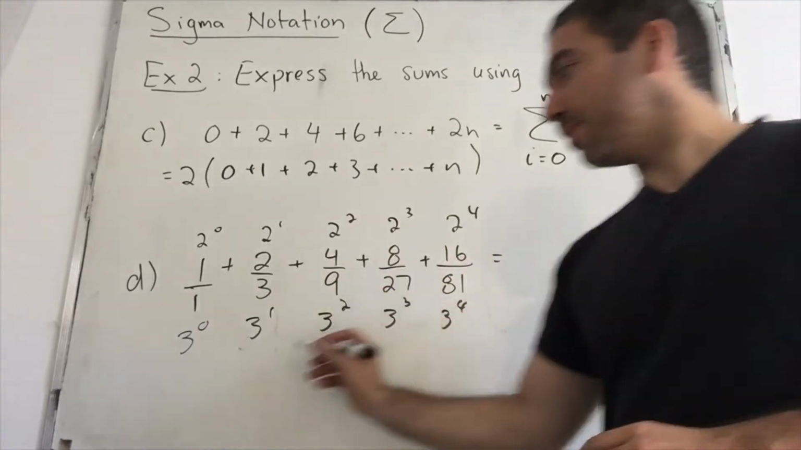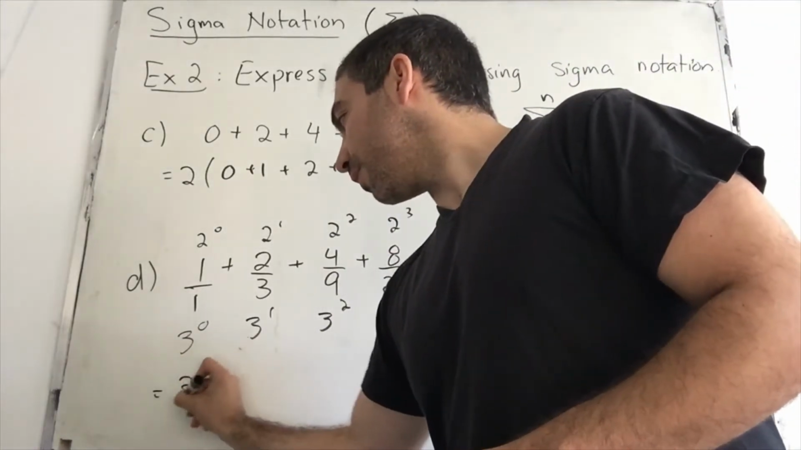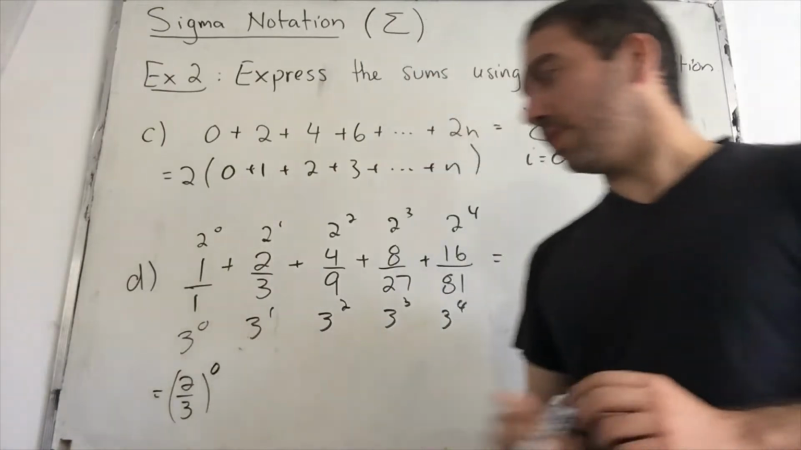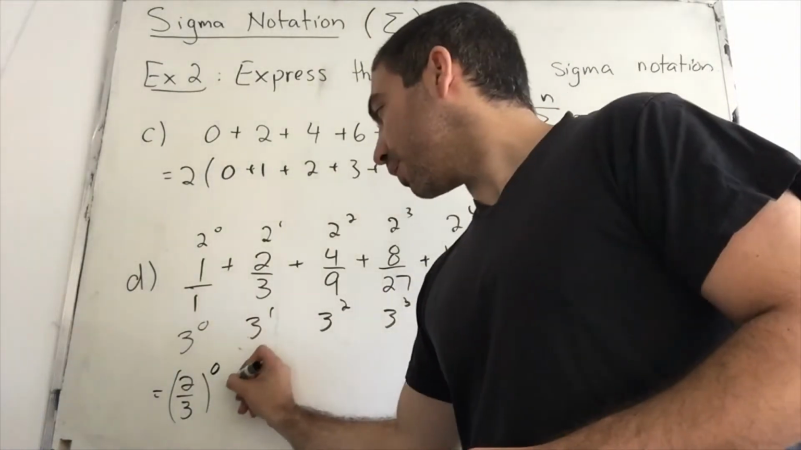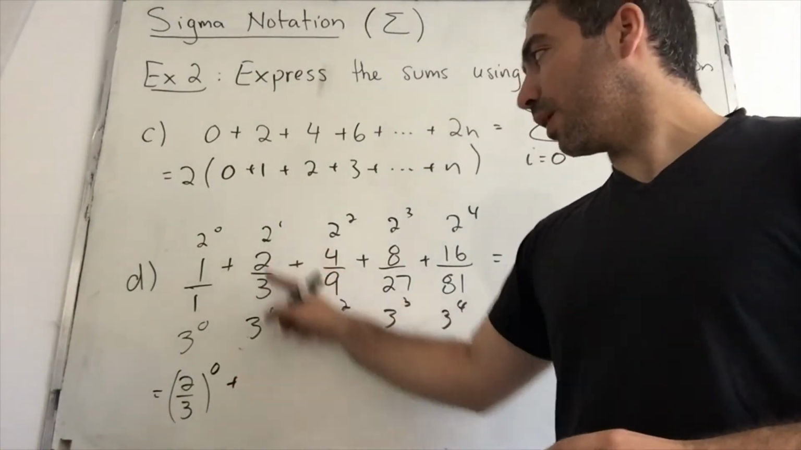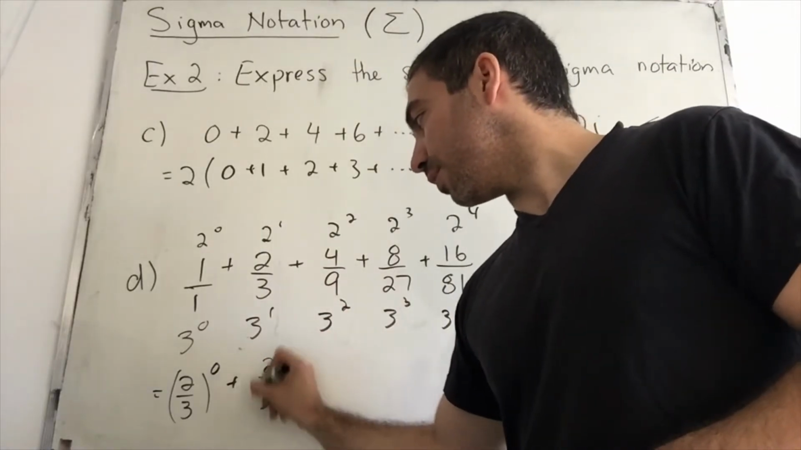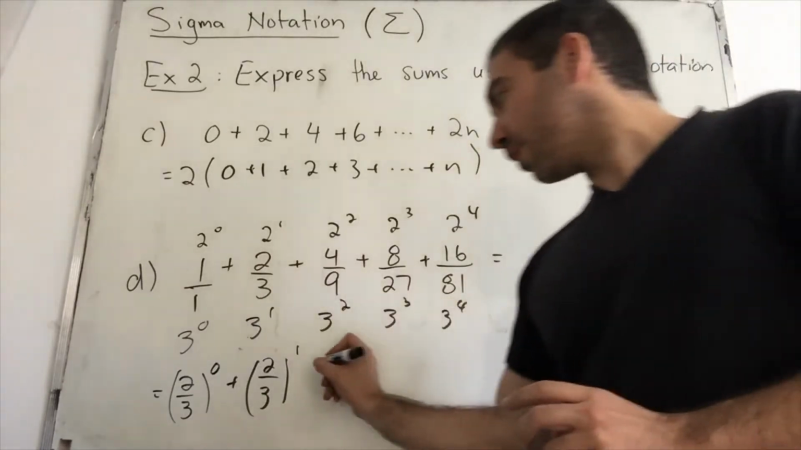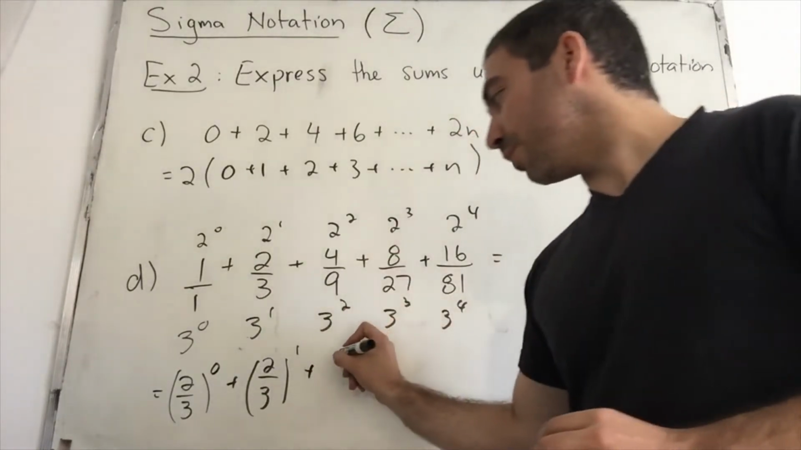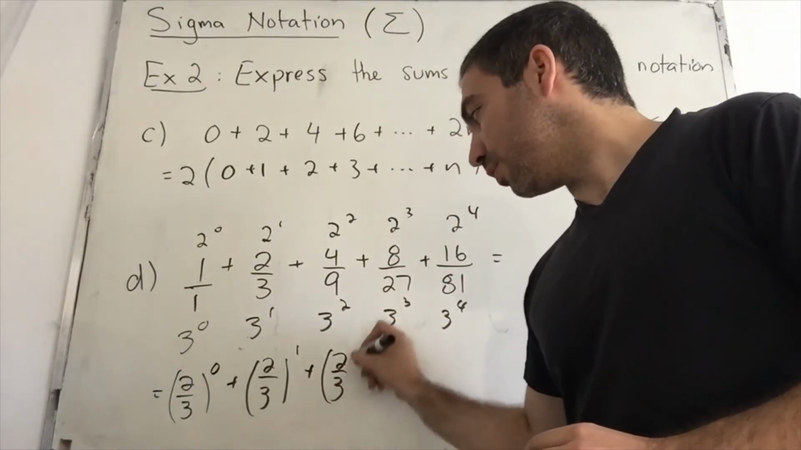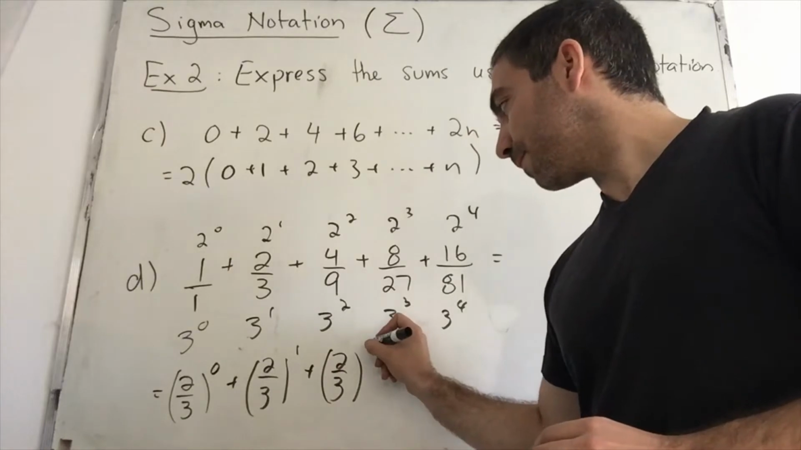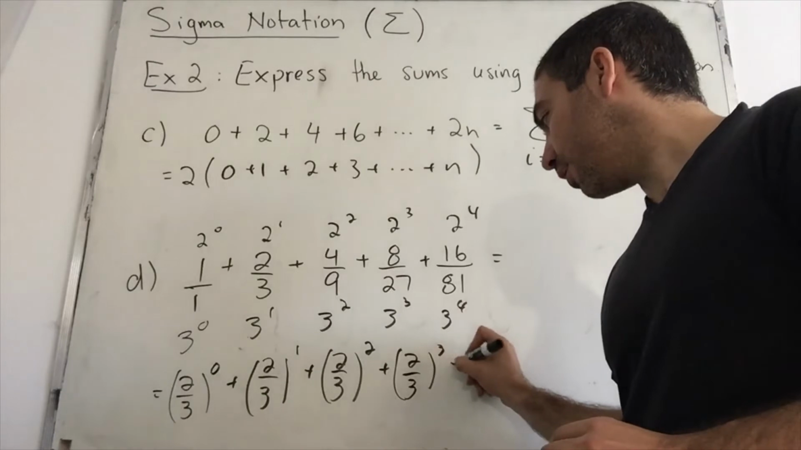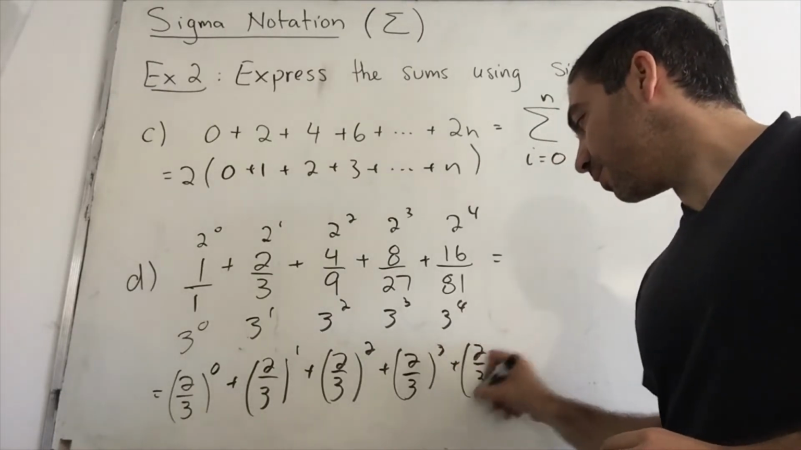this whole thing could be rewritten as 2 over 3, since they have the same exponents, it's all to the exponent 0. Plus 2 and 3 here both have exponent 1, so we can rewrite it as 2/3 to the exponent 1. This doesn't change. Instead of writing 4 over 9, we could write it as 2/3 to the exponent 2, 2/3 exponent 3, and 2/3 exponent 4.